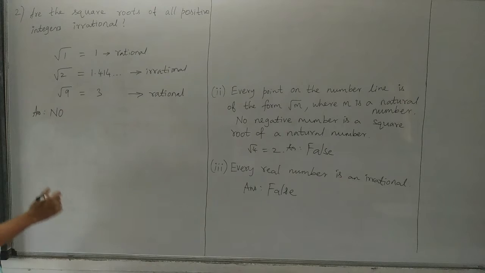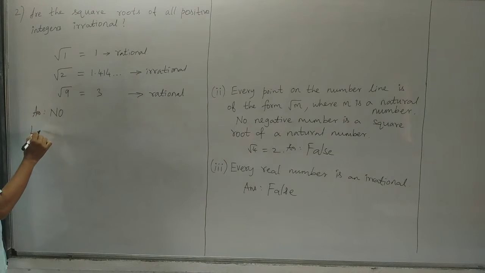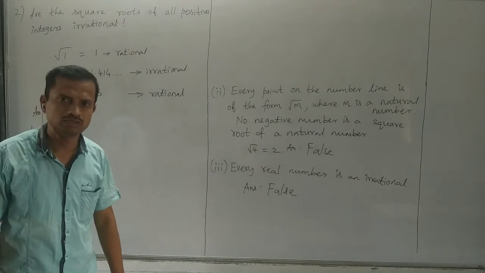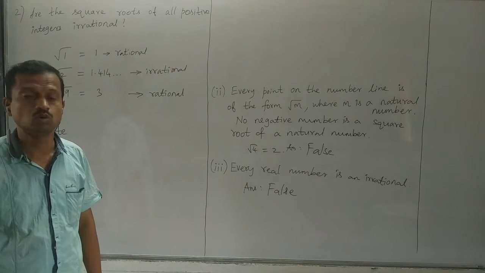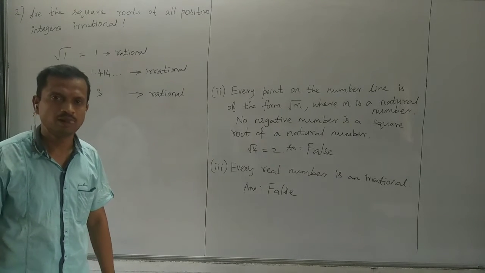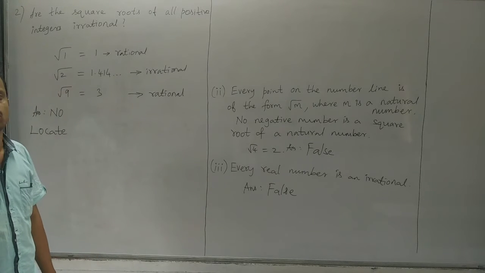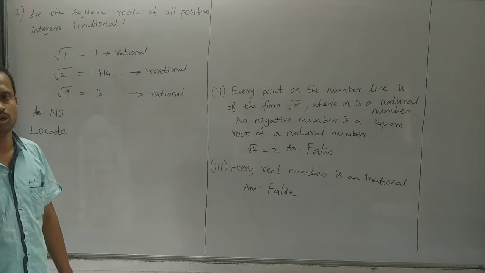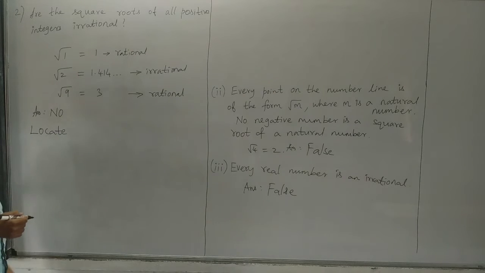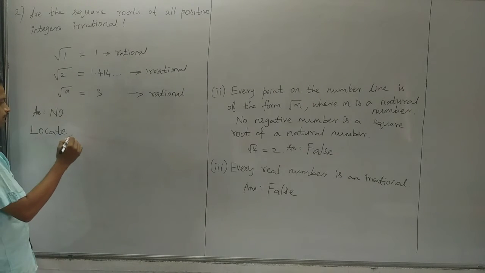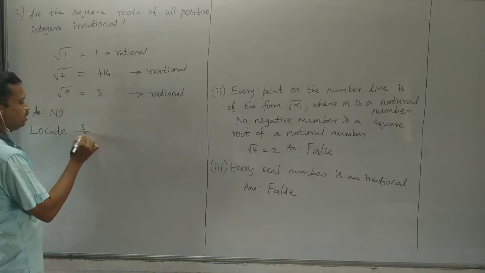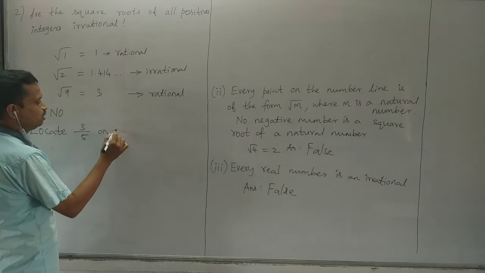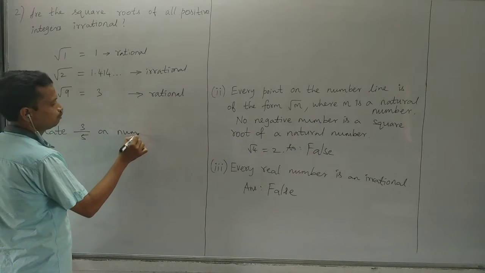And now coming to locating. In your book, the next question is, locate root 5 on the number line. So, before trying to locate root 5 on the number line, we recall what we have studied in 8th standard. Locate 3 by 5, a rational number, on the number line.